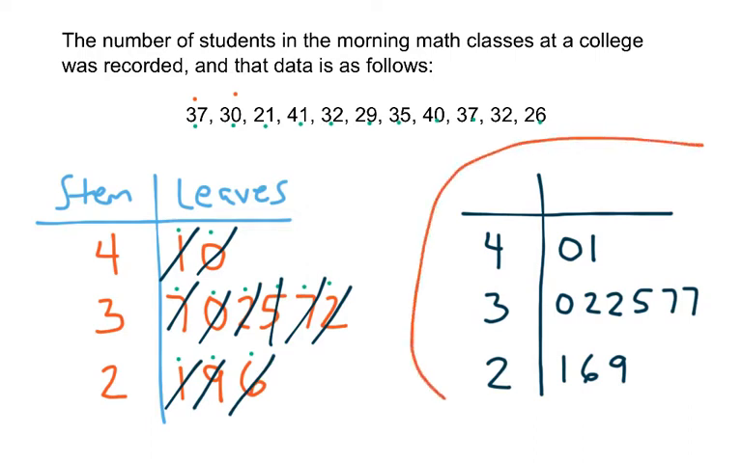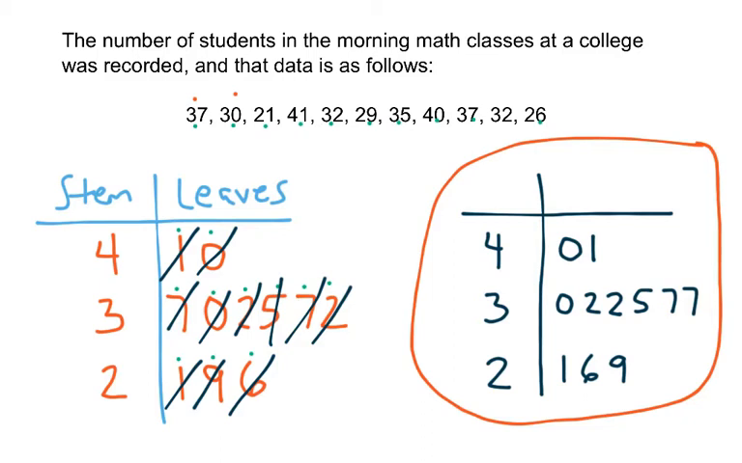A couple of things that are kind of nice about this stem and leaf plot is it almost makes a horizontal bar graph for me. I can see that most of my classes are in the 30s. That's a real quick glance. I can see that. Also, if I wanted to find the median here, I don't have to write down all the data points. I can use my stem and leaf plot.